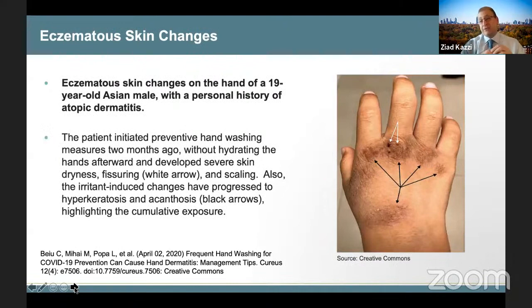You can see here some acanthosis from the repeated use of these products. Not necessarily just sodium hypochlorite per se, but the mixture of all of what we're doing to keep our hands clean. Next slide.